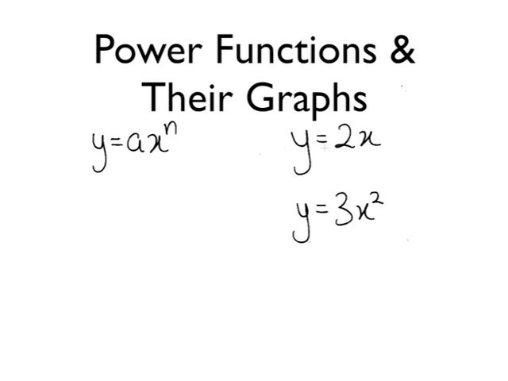Now in this case, for y equals 2 times x, the value of n, or the power, is 1. And over here, y equals 3x squared, the value of n is 2. To sketch y equals 2 times x, it's basically a straight line like this, with a positive gradient, because 2 is positive. And this is the sketch of y equals 2 times x.